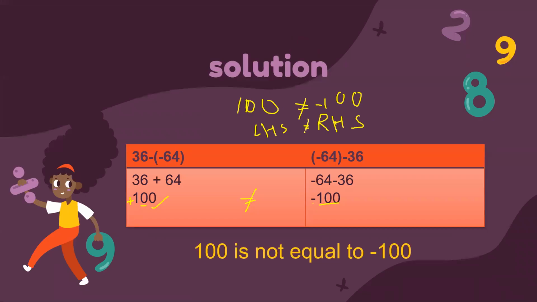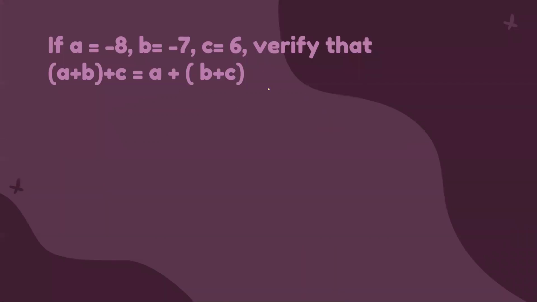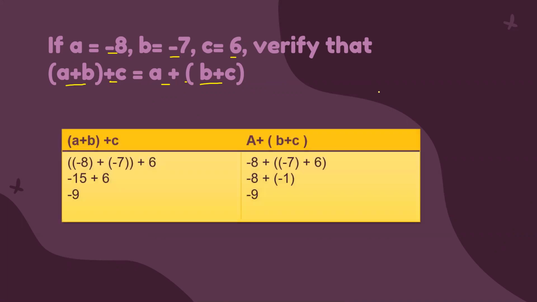It's not equal. Now, next question. If A is this, B is this, C is this, verify that A plus B plus C is equal to A plus B plus C. Here also you have to do the same. You have to check whether LHS is equal to RHS or not. This is how we will solve this.